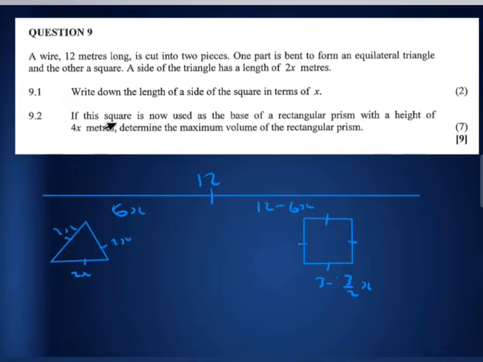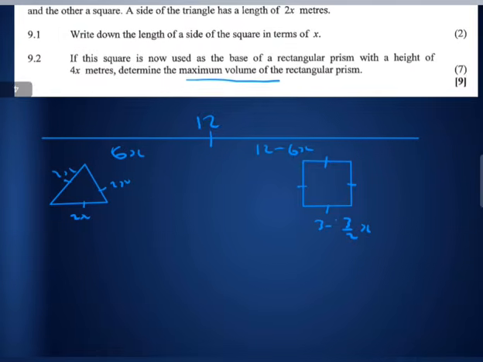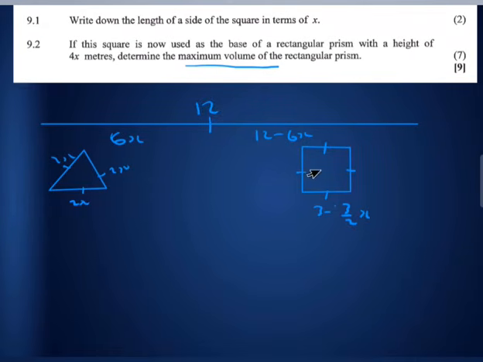Now they said if the square is now used as the base of a rectangular prism with a height of 4x meters, determine the maximum volume of the rectangular prism. The nice thing is that we only have one unknown, so we don't need to create the formula for surface area. This is now a base of a rectangular prism. Let's just draw something like that so that it can be clearer.